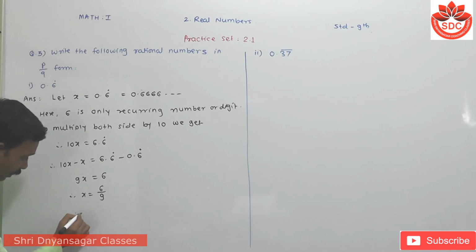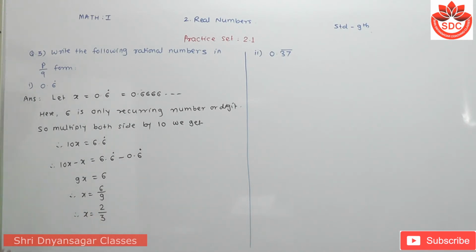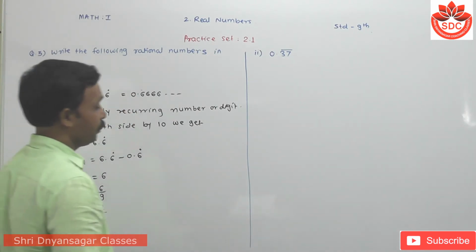Again we can simplify it by using 3. So x is equal to 3 2s are 6, 3 3s are 9. Therefore 0.6 recurring is expressed in the form 2 by 3, which is in the form of P upon Q. Can you understand? Same for question number 2.